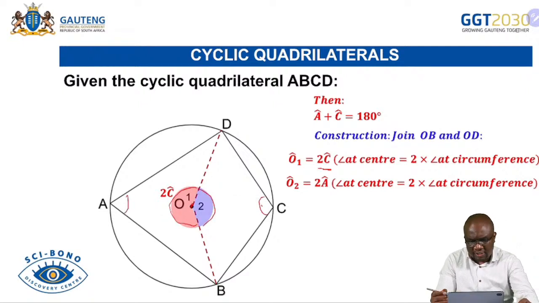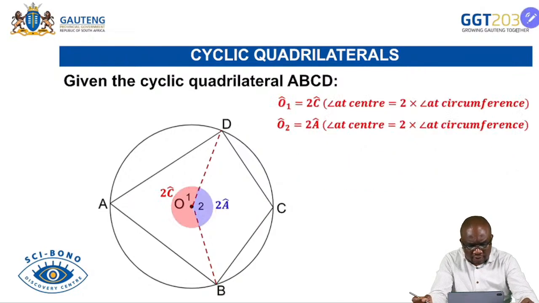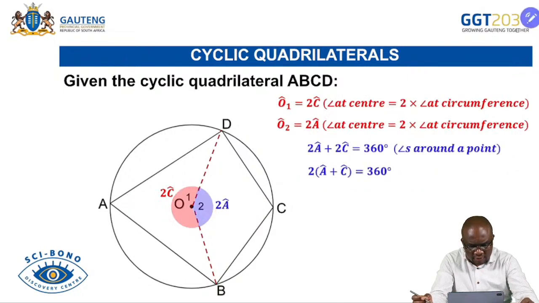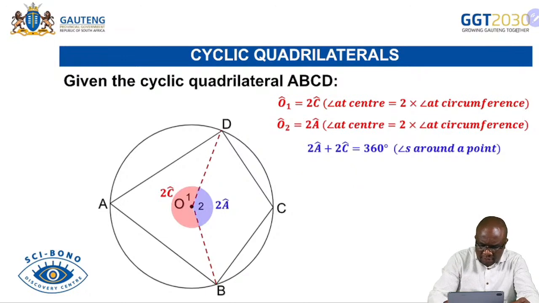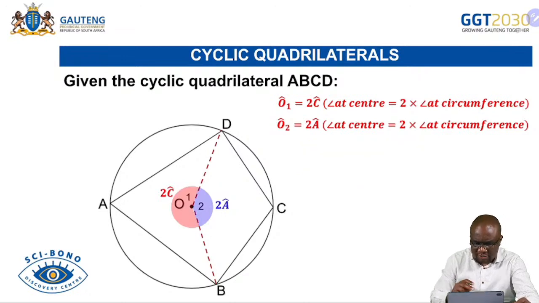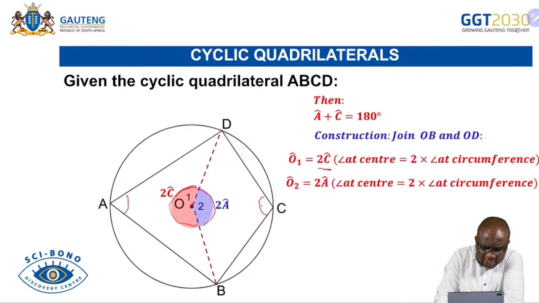Let me use the colors. So now, where are the things? Let me go back. It's going to confuse. Now, this angle here is 2 times angle C. This angle here is 2 times angle A.